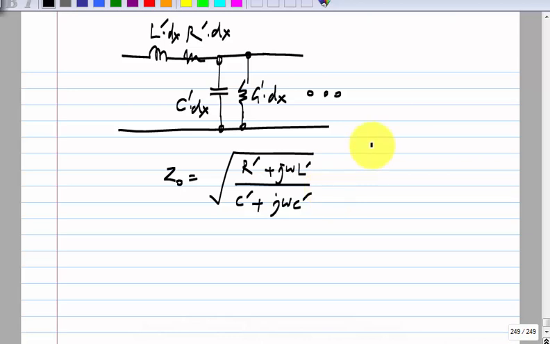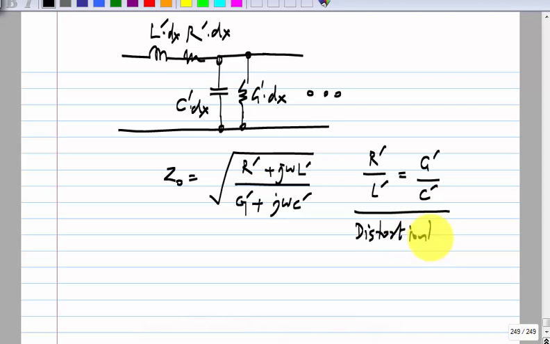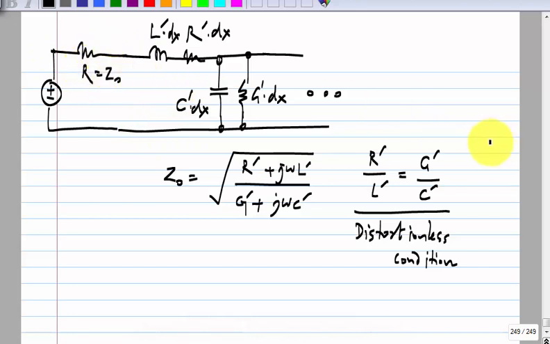Basically, if you have this condition R prime by L prime equals G prime by C prime, this is the distortionless condition. If you take such a transmission line, then Z naught will be real. So, you have to terminate it in Z naught on both sides.